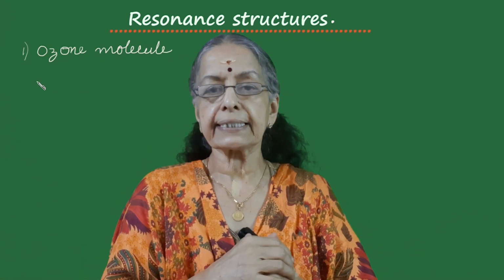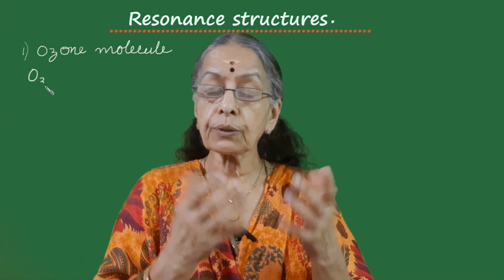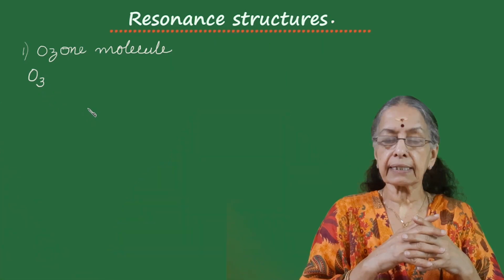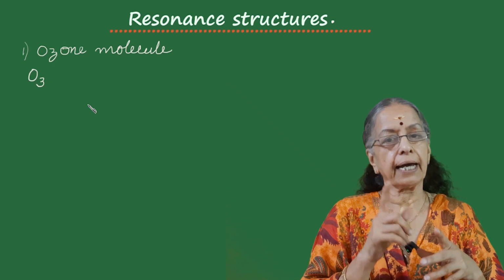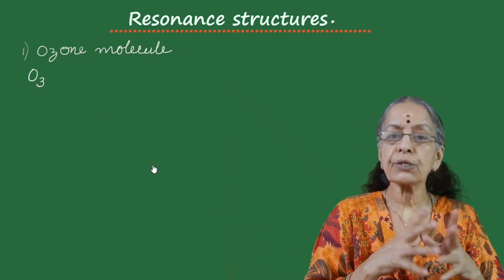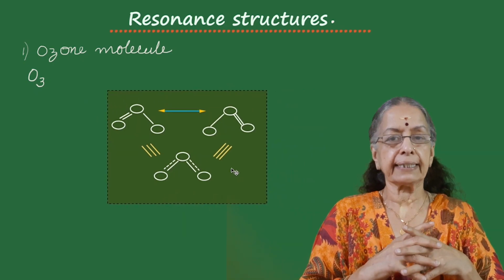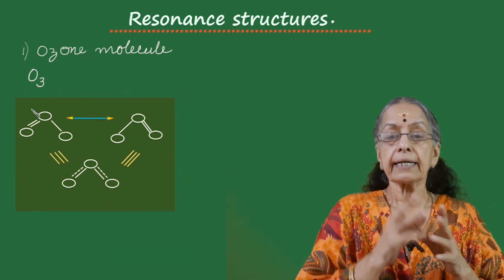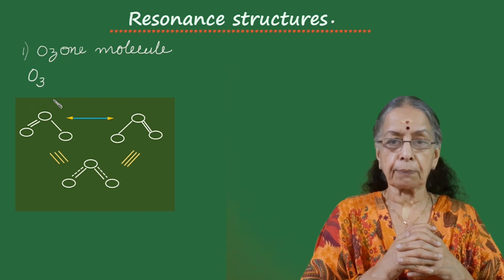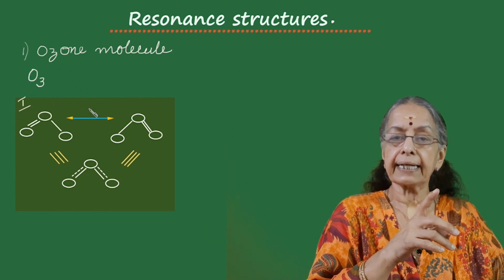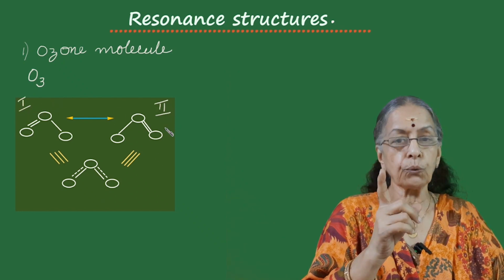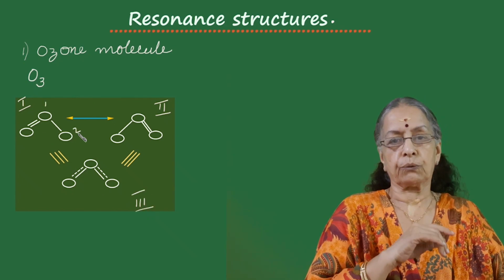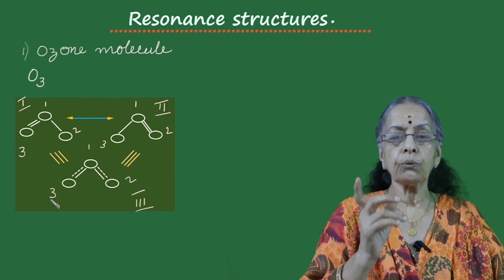We have already discussed in the previous videos how to represent the ozone molecule. There are 3 oxygen atoms, there is one double bond and one single bond. In case you have forgotten, I will provide the diagram. Ozone molecule is represented here in 3 different ways. Let us mark these 3 diagrams as structure 1, 2 and 3. Let us number the atoms in the molecule as 1, 2 and 3.